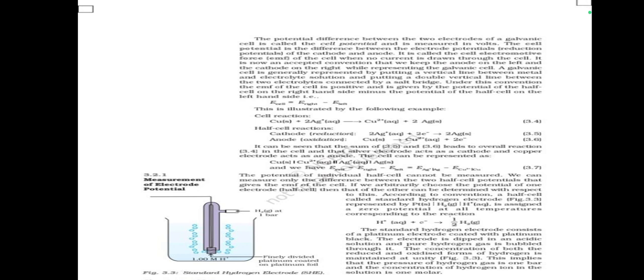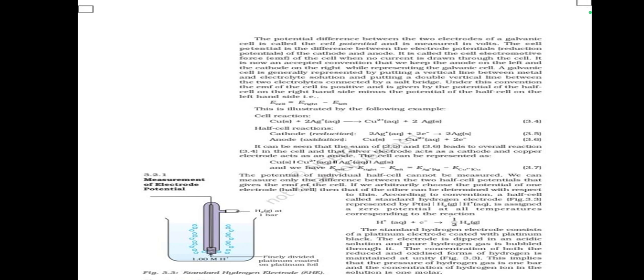The potential of an individual half cell cannot be measured. We can measure only the difference between the two half cell potentials that gives the EMF of the cell. If arbitrarily we choose the potential of one electrode half cell, then that of the other can be determined with respect to it. The reference is called the standard hydrogen electrode, which is assigned a zero potential at all temperatures corresponding to the reaction.